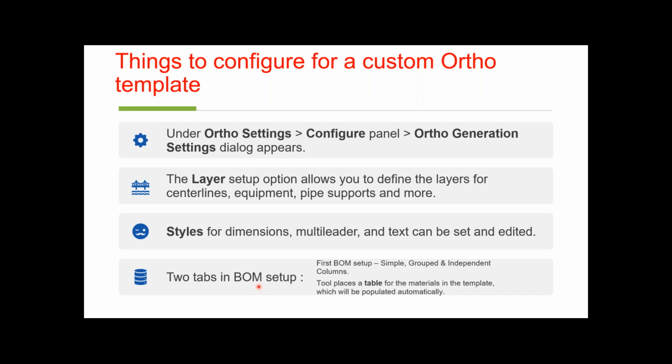And again, you can also call them into independent columns as well. And then this is the BOM setup tool, the one that actually creates the table there for the bill of materials, and you can also customize how the bill of materials table needs to be done. So when you generate, you can save that to your ortho template. So when you generate your ortho, all these table changes that you made will automatically flow into your ortho drawing, and you don't need to make any further changes there.